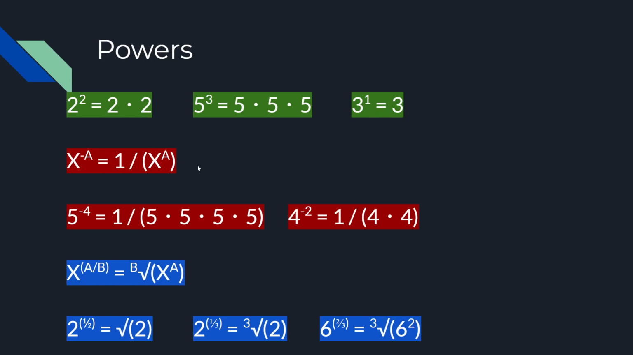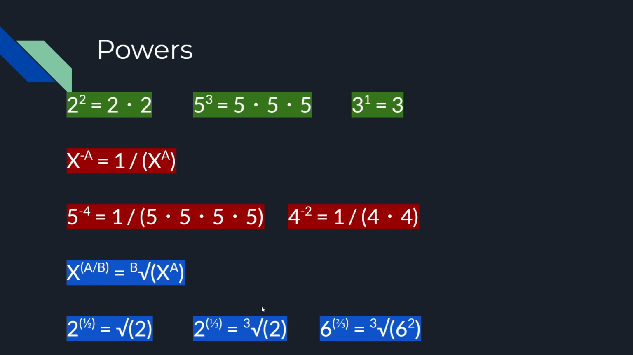If we have a negative power, we write it as a fraction with 1 on top, just 1 over the number to that power. So if we have 5 to the negative 4, it's 1 over 5 to the fourth, and 5 to the fourth is 5 multiplied by itself 4 times. So we get 1 over 5 times 5 times 5 times 5. And if we have 4 to the negative 2, it's just 1 over 4 squared, which is 1 over 4 times 4, as we can see here.